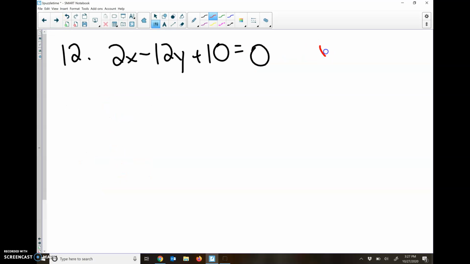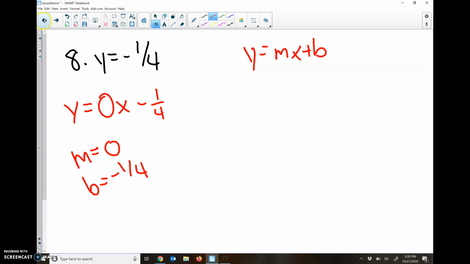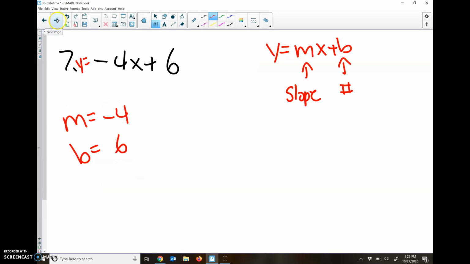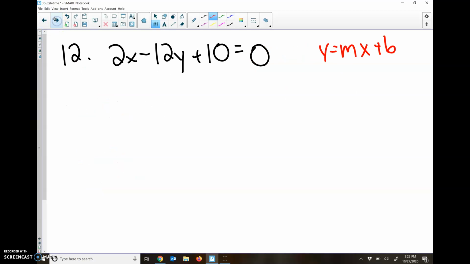Okay, here, same thing, except this one isn't written nicely for us. It's not written in y equals form like the other one is. So this one was y equals, this one was y equals, but number 12 is not like that. So we need to make it say y equals. So the first thing I'm going to do is add 12y to each side. So then I get 2x plus 10 equals 12y.